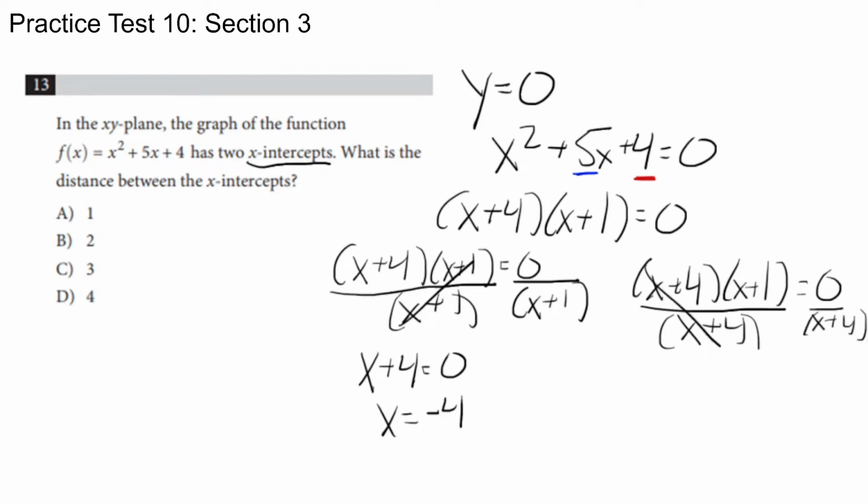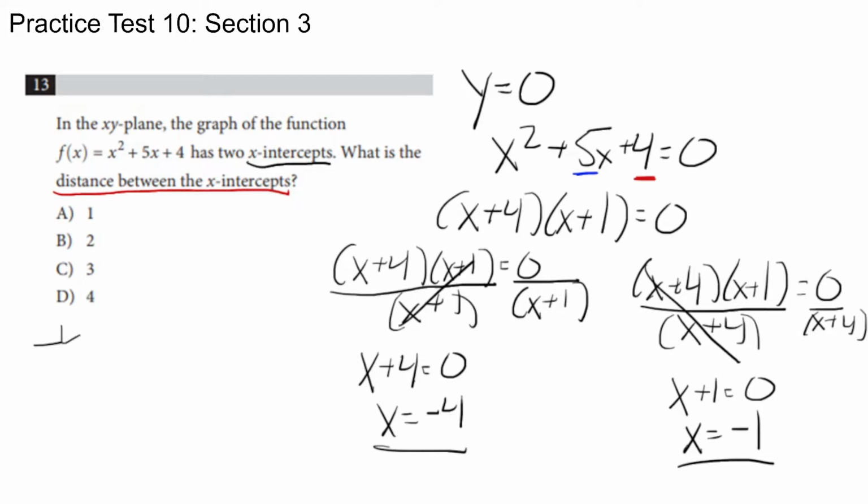Again, it'll cancel out on my left, and then 0 divided by anything is just 0. So I get x plus 1 is equal to 0, and my second value for x is negative 1. So these are going to be my two x-intercepts. The question asks for the distance between the x-intercepts, so I'm just going to subtract them from one another.